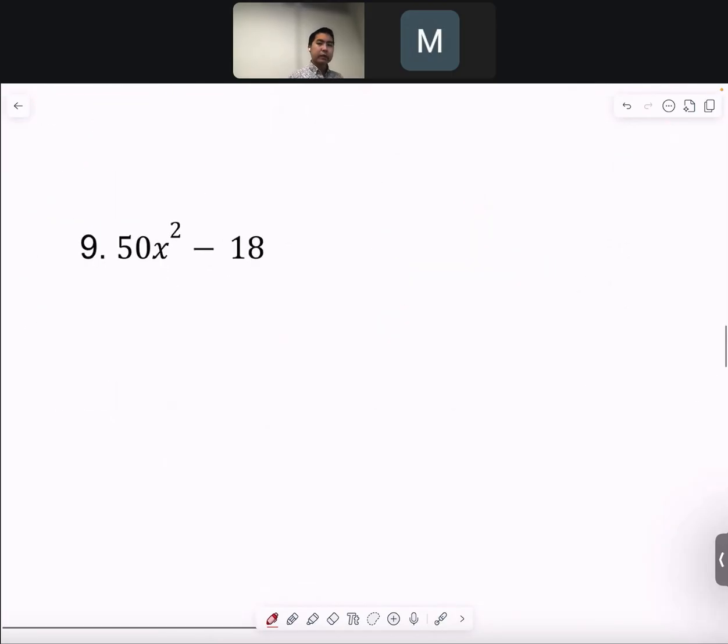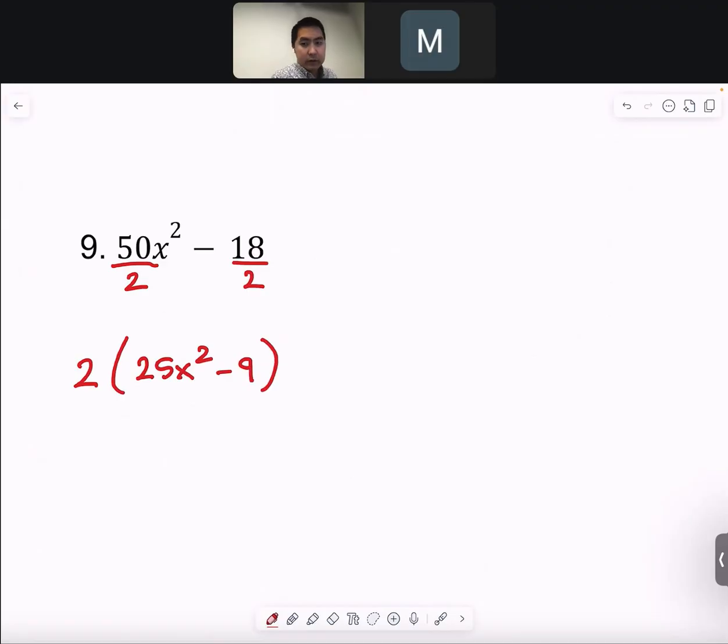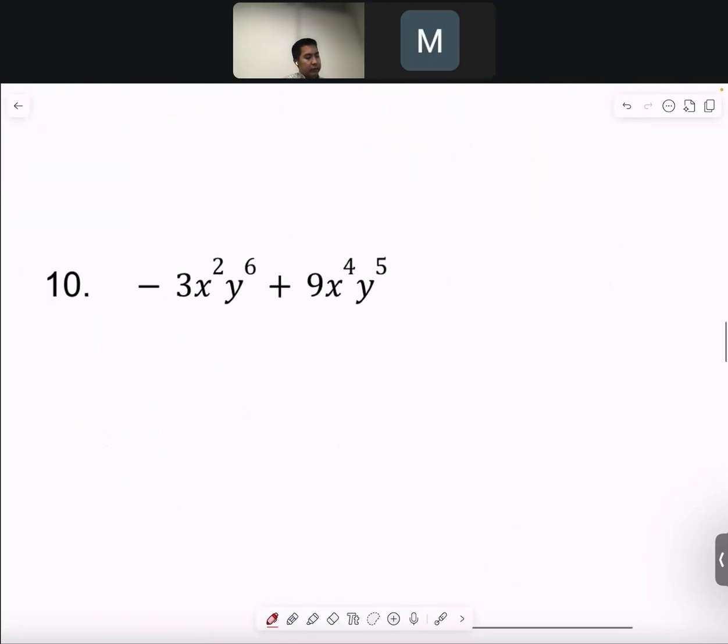Okay. Number 9. So I noticed we could divide both of these by 2. Now we get here. Now, two terms, 25x squared and 9, are both perfect squares with a minus in between, so this is factored using difference of squares. What times what gives you 25x squared? That's 5x, 5x. What times what gives you 9? That's 3 times 3. Plus and minus.